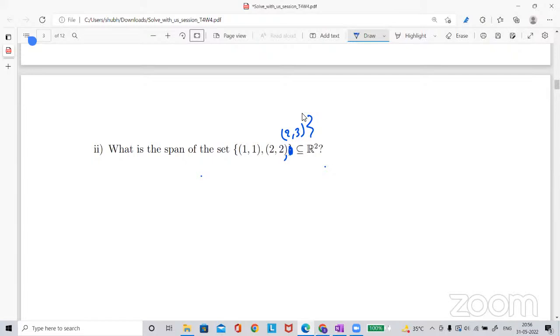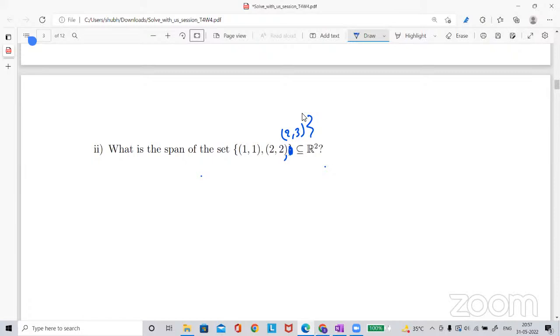Sir, just correct me if my interpretation is wrong. We have 1, 1, 2, 2, and 2, 3. So 1, 1 and 2, 2 satisfy the condition x equal to y. And then we have 2, 3, which satisfies the condition x not equal to y. So x equal to y and x not equal to y cover the whole R2. Okay, yeah.